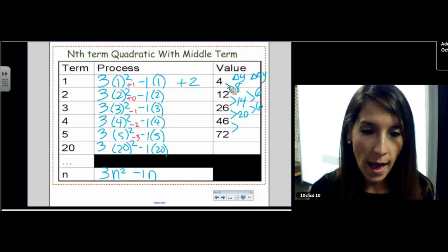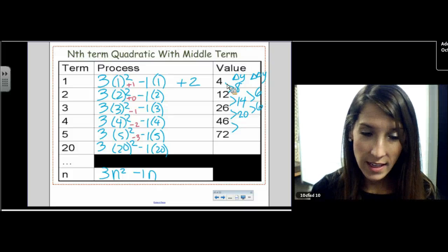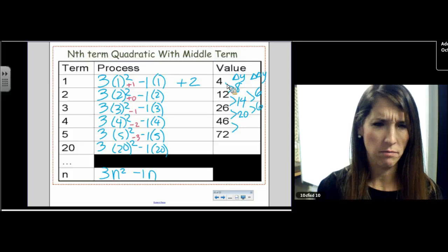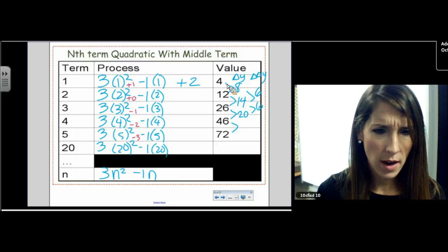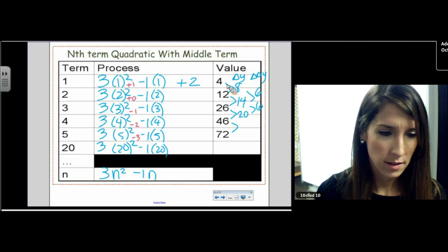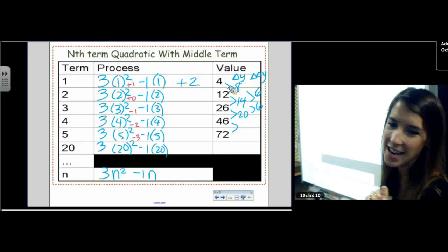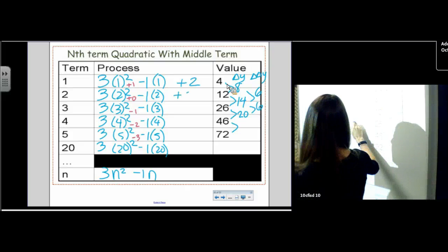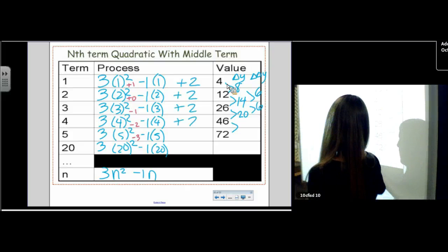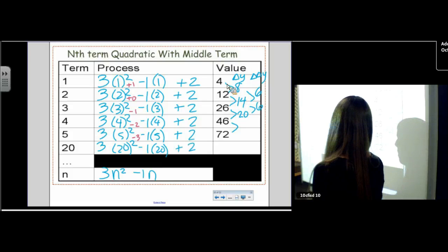Let's see, 12 minus 1 is 11. How do you make 11? No, 12 minus... Sorry. Yes, so you got 12 minus 2, and that is 10. How do you make 10 look like 12? All right. Plus 2, all the way down the row.